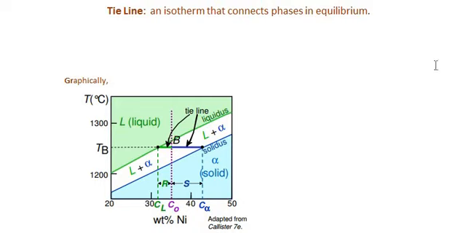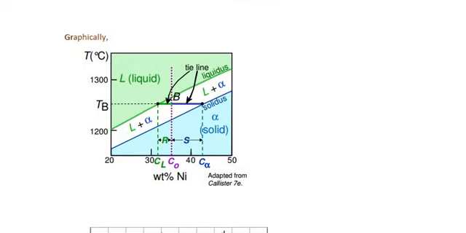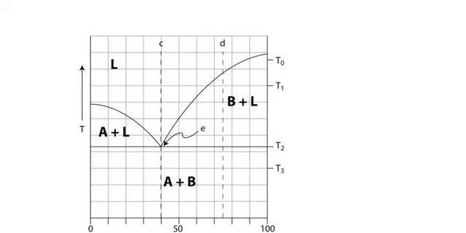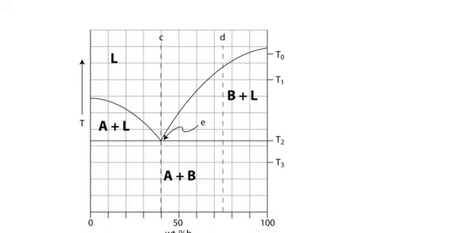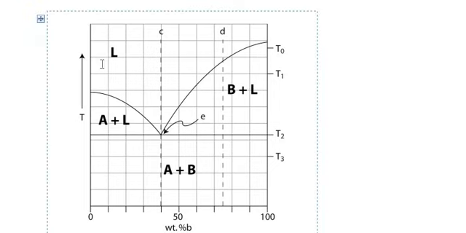Meanwhile, don't think that this lever rule is only applicable to a copper-nickel system. It can also be applicable to a system that contains more than two phases, such as this one here. We have the L phase, the A plus L phase, the A plus B phase, and the B plus L phase. So here we are just telling you that we have different phases that are coexisting.